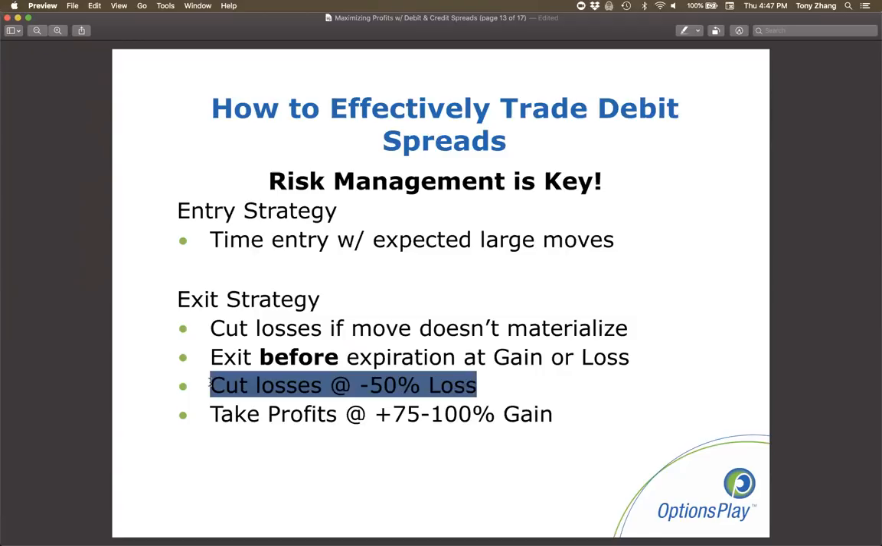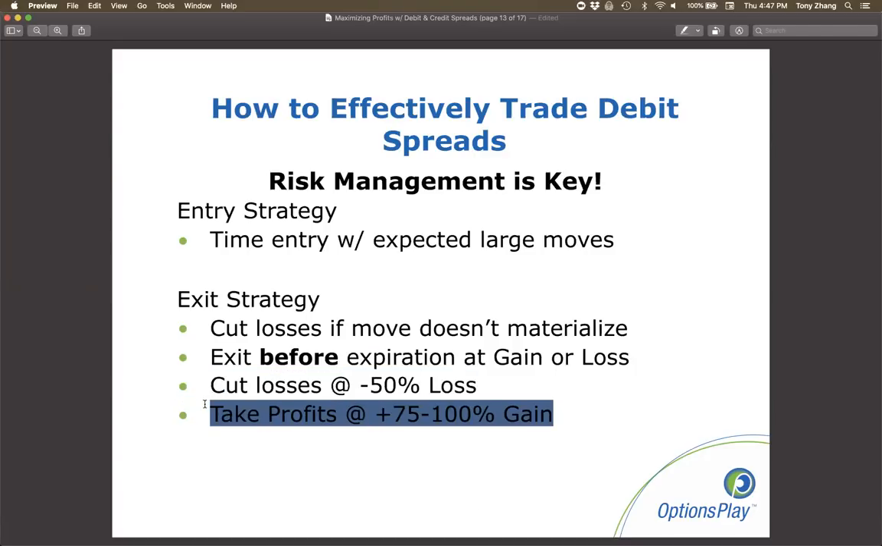You want to cut your losses when you've lost about 50% of the trade on a debit spread. And you want to take profits anywhere from 75 to 100% gain on your debit spread. So these are rules that, regardless of how you set up your debit spread, should be pretty much standardized. We generally find that it's really easy because no matter what strikes you choose, what expirations you choose, these rules hold for all debit spreads.